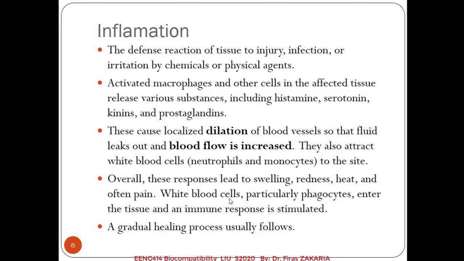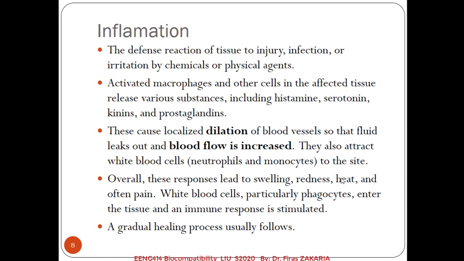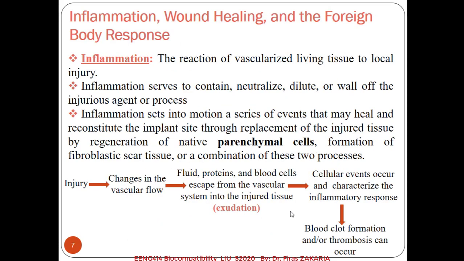فإذا هون لما بقول أنا ال white blood cells, particularly the phagocytes, هن ال eosinophils, neutrophils, and monocytes. So they enter the tissue, and so an immune response is stimulated. فإذا ال inflammation sets into motion a series of events that may heal and reconstitute the implant site. Through هذه نقطة كمان it's an important point لازم تعرفوها. Through the replacement of the injured tissue. أكيد هون حيصير في replacement of the injured tissue. حيصير في healing process or reconstitution of the implant site.